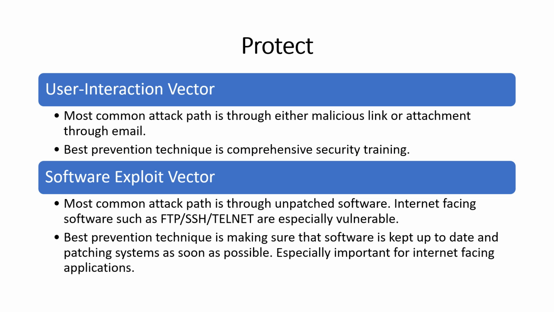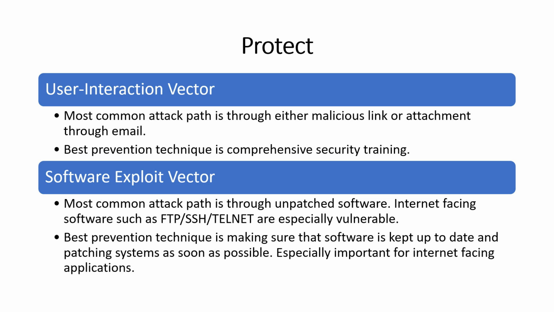There are two paths that a ransomware infection can get into a system or network. The first is user interaction, where the most common attack path is through a malicious link or attachment in an email. The best protection technique is comprehensive security training with your employees.